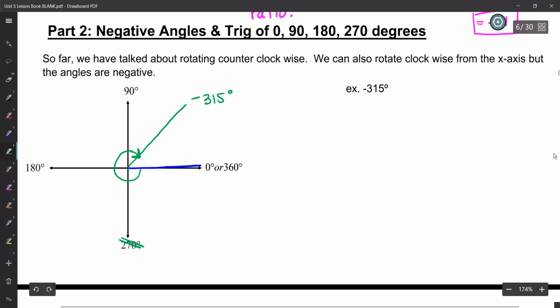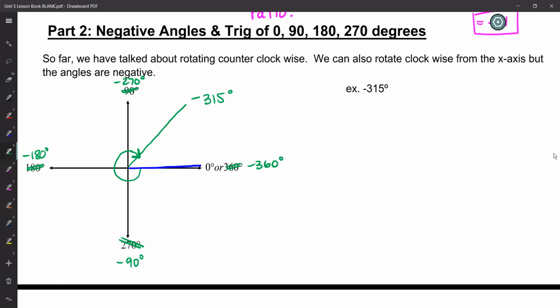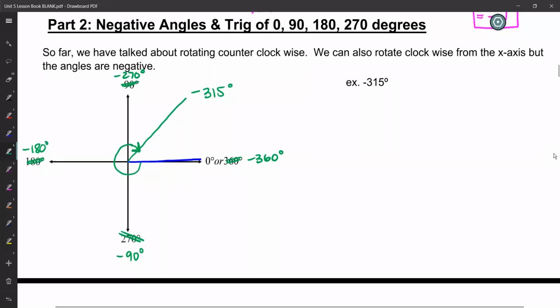You could almost imagine that if I were rotating in the negative direction, this is like negative 90, negative 180, negative 270, and then negative 360. So it would make sense that negative 315 should be between negative 270 and negative 360. Okay, so a positive angle rotates counterclockwise, and a negative angle rotates from 0 clockwise. So far, so good.